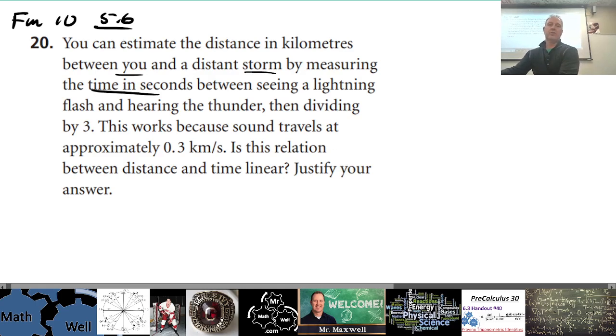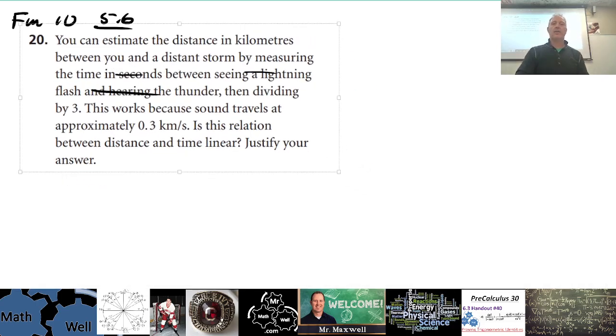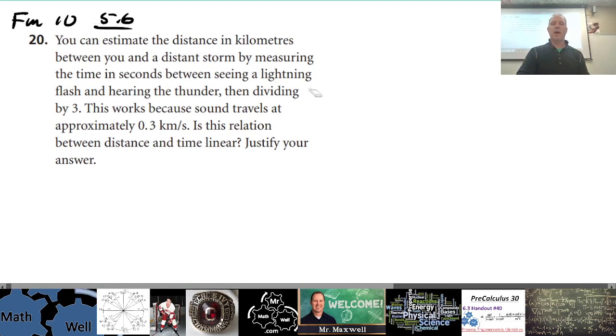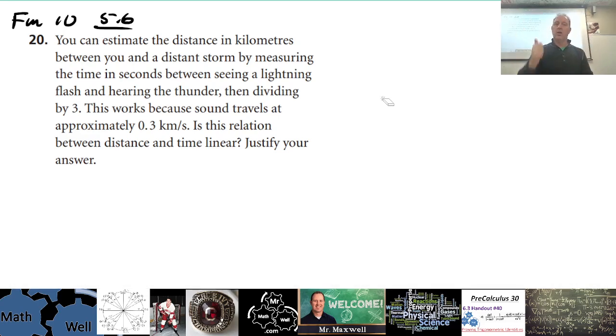Justify your answer. So you could do two things. You could either graph this, or you could find an equation. You could go straight to the equation and look at it and see if it's in y equals mx plus b form. It can be in that form. That's a straight line, so that's linear. You could make a table of values and see if the constant change in one variable matches a constant change in the other variable. Or you could graph it. You could graph the points and see if they form a straight line.